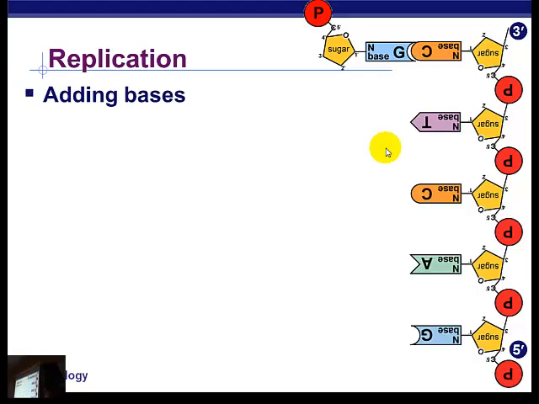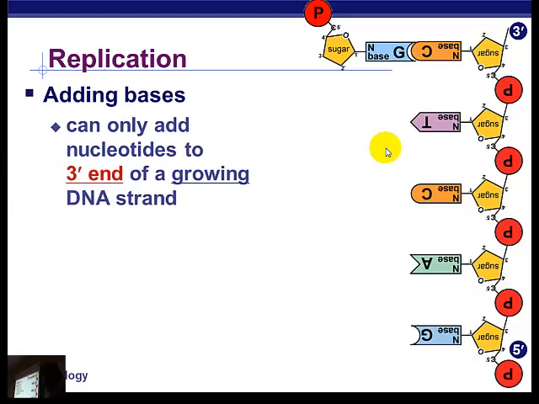All right. Now, adding bases. This is where it gets complicated. You can only add nucleotides to the 3' end of a growing DNA strand.